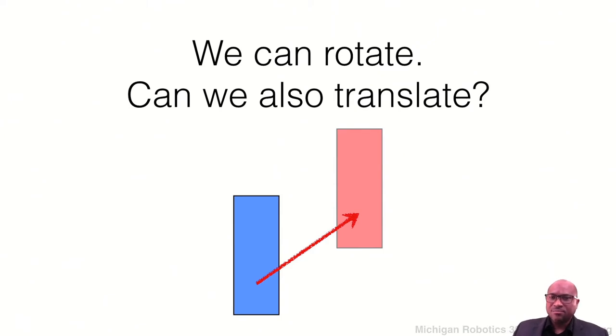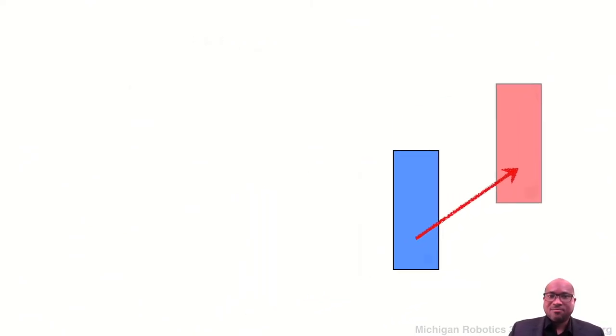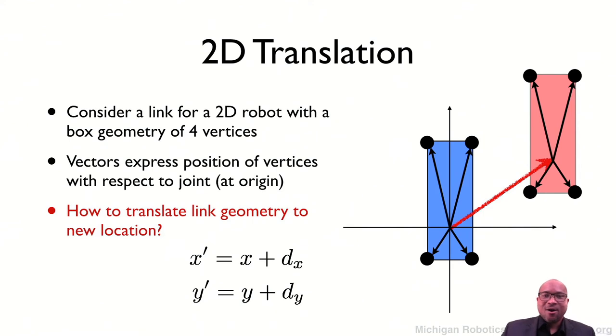But let's shift gears and talk about translation. So we can rotate. Can we translate? And the answer is most certainly yes, except the algebra now looks a little bit different. When we perform a translation, if we consider each vertex to be X and Y again, we can add an offset along X, which is dx, and an offset along Y, dy, to all of these points, and that's going to give us a shifting, a translation of the geometry of our link frame.